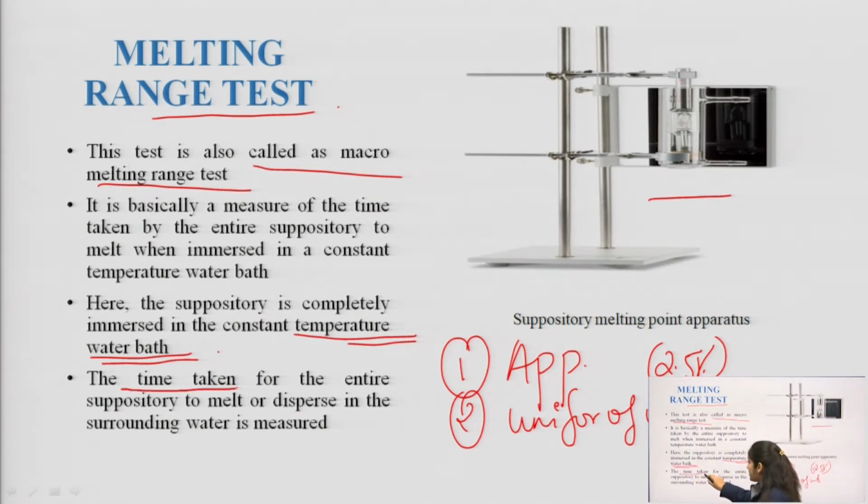We measure the time taken for the suppository to melt in the water that surrounds it. The most important thing to note here is the time taken, because what we are measuring is the time actually taken by a suppository to melt in the surrounding where it is placed. This also helps us understand how far and how quickly our suppository is going to produce action when it is inserted into particular body orifices. Understanding the melting range test, let us move ahead.